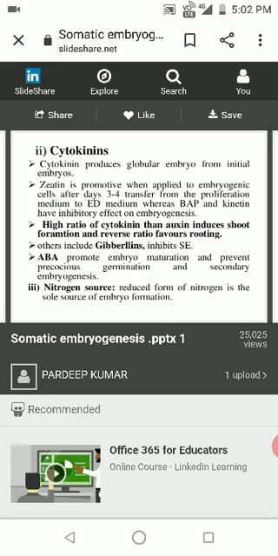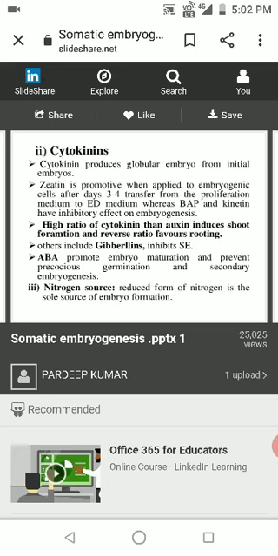Zeatin is promotive when applied to embryogenic cells after three to four transfers from proliferation medium to elongation, or maturation, medium, where BAP and kinetin have an inhibitory effect on embryogenesis. So zeatin is generally used very little. A high ratio of cytokinin to auxin induces shoot formation, and the reverse favors root formation. So this must also be avoided.